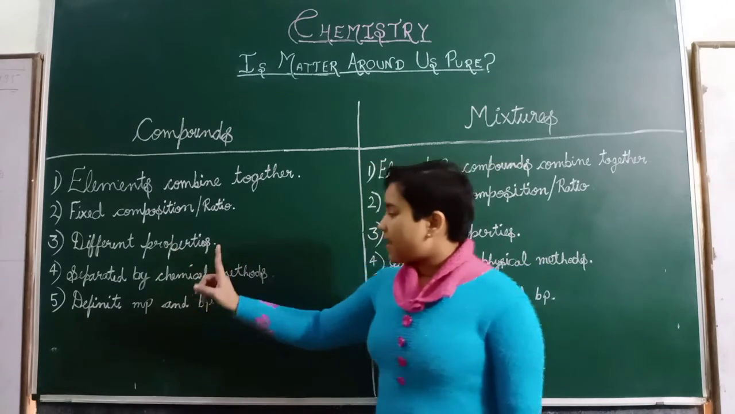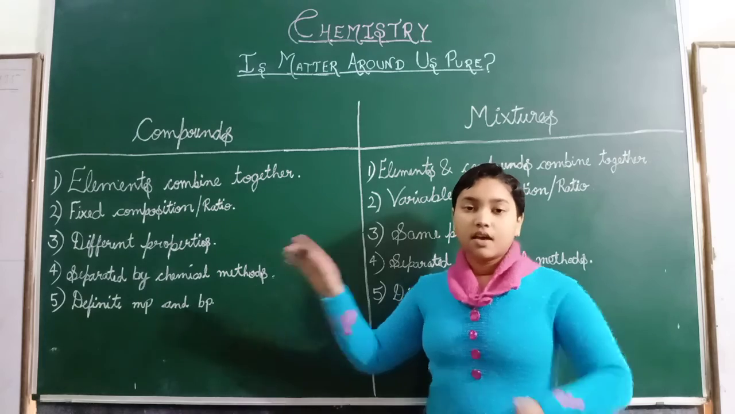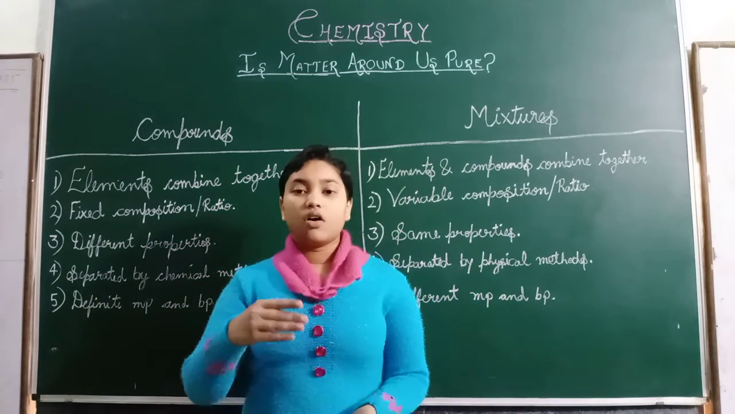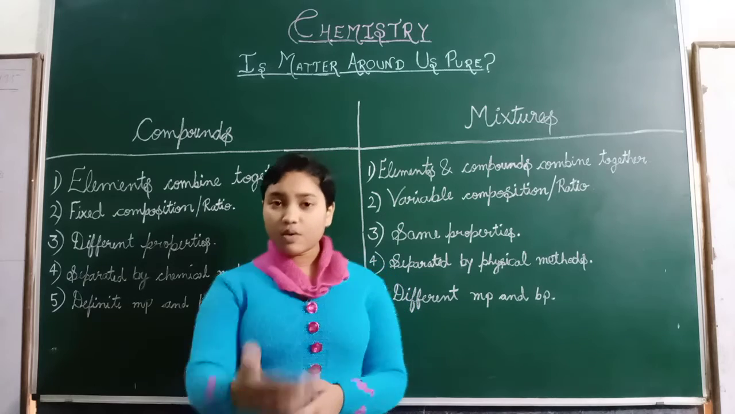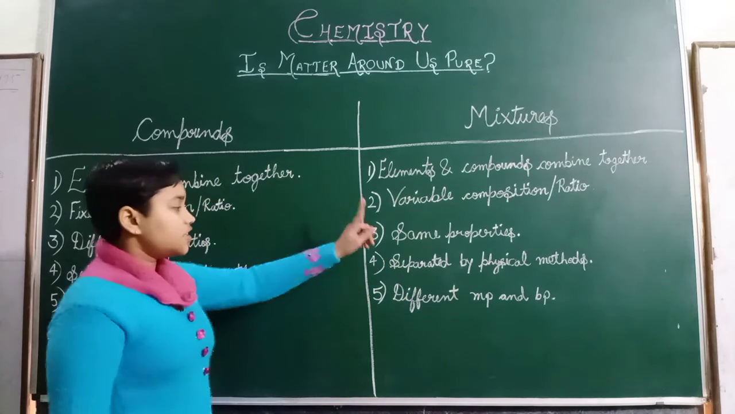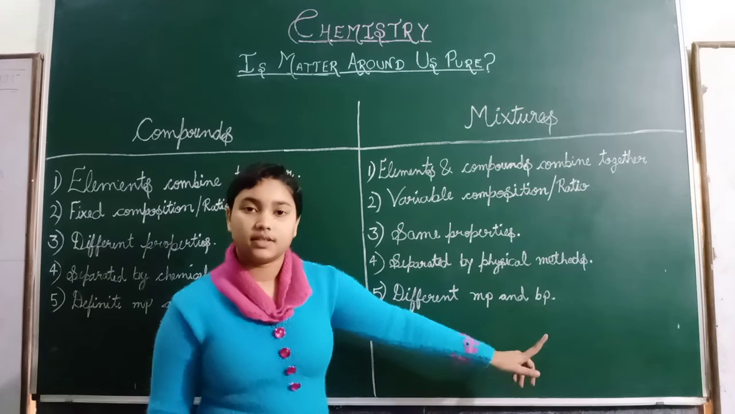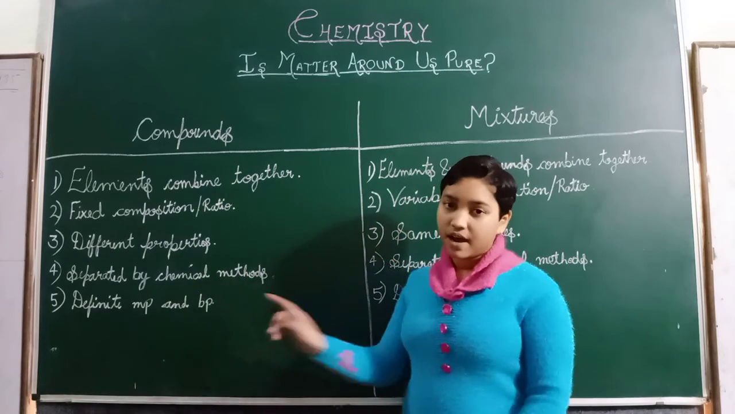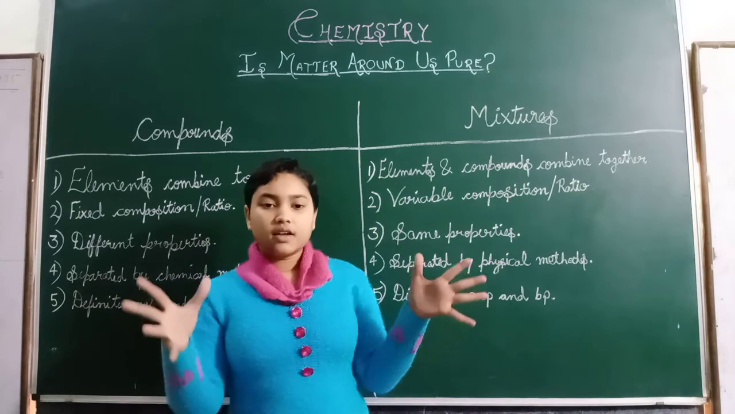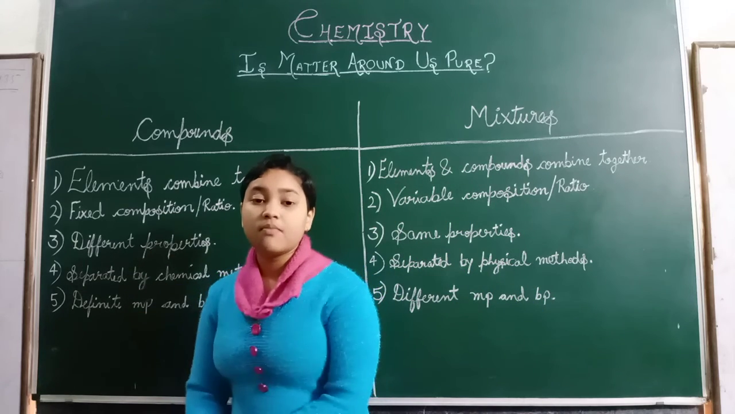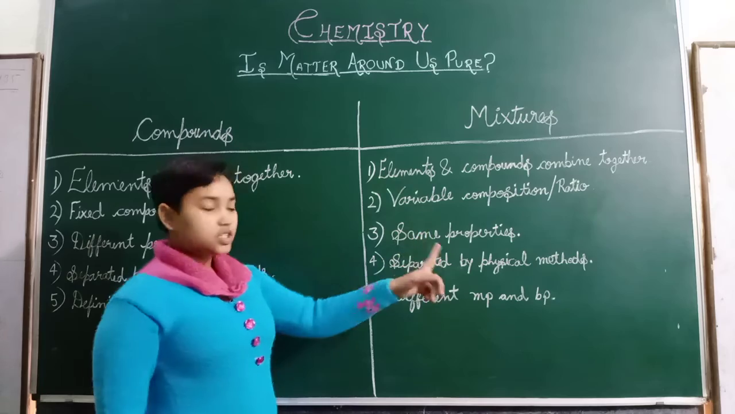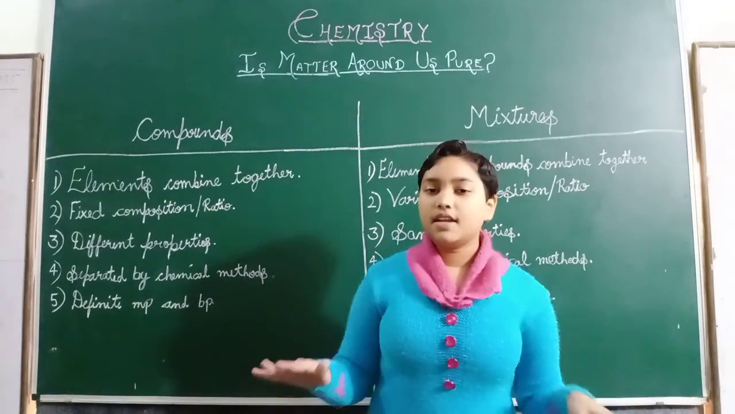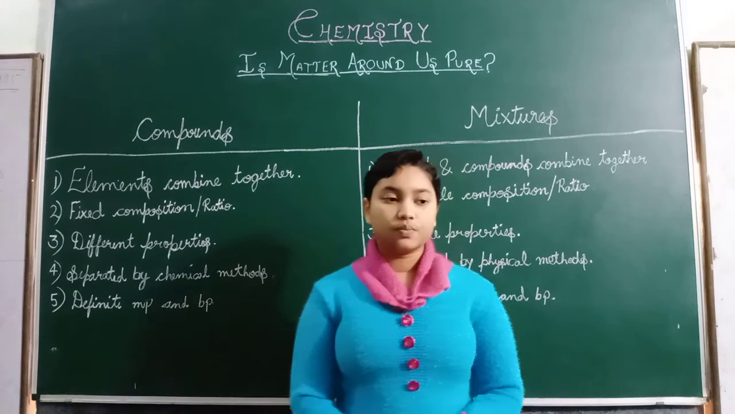Compounds are separated by chemical methods. We cannot separate them by physical methods such as sublimation, filtration or evaporation. But mixtures can be separated by physical methods. Now, compounds have a definite melting point and boiling point because they are combined in a fixed ratio by mass. But mixtures have different melting and boiling points. They do not have any fixed mass or ratio.